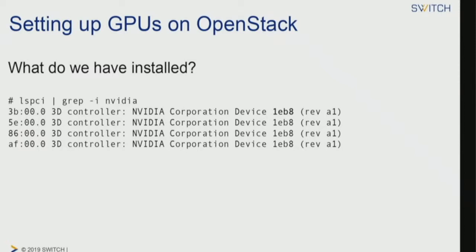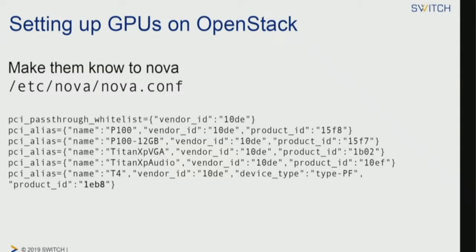You need to tell Nova, the compute orchestrator of OpenStack, that you have GPUs. So you need to enable a couple of settings in the Nova configuration files. You need to tell it that you want to pass through any PCI devices that come from a specific vendor. So the vendor ID 10DE is NVIDIA. They have a bunch of different cards. That's where this number comes from that we saw before.